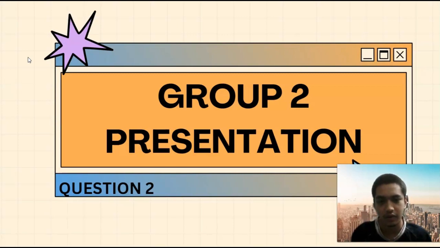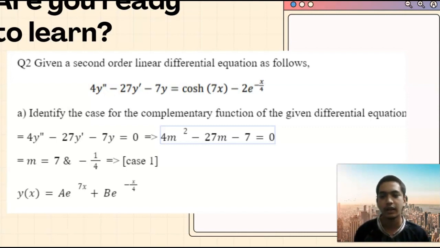We present question 2 of the ODE assignment group project. For question 2a, identify the case for the complementary function of the given differential equation, which is 4y'' minus 27y' minus 7y equals 0, which becomes 4m squared minus 27m minus 7 equals 0. So m equals 7 and negative 1 over 4, which is case 1, and it will become y(x) equals a e to the power of 7x plus b e to the power of negative x over 4.